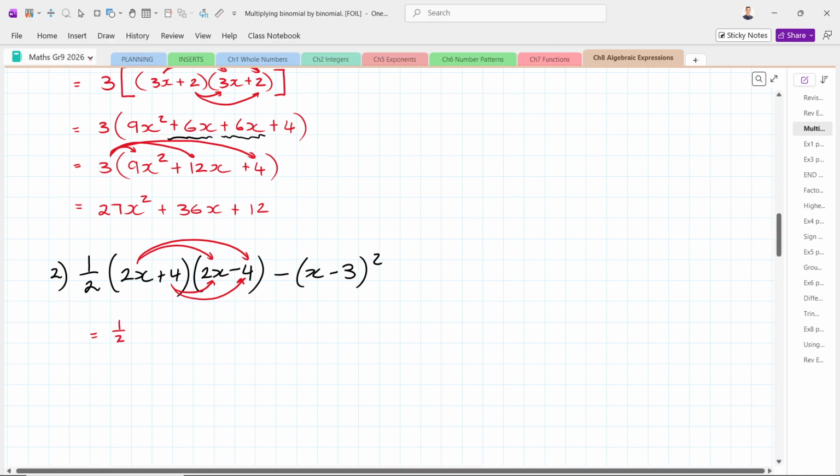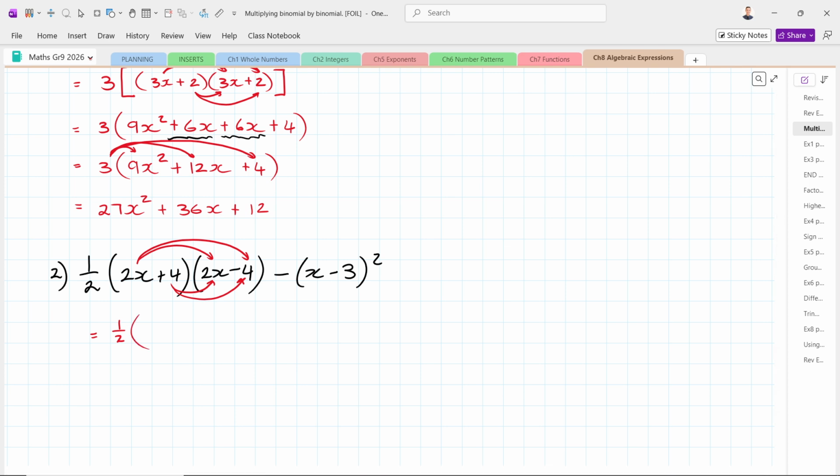Half stays, bracket stays, 2x times 2x is 4x squared, 2x times a negative 4 gives me negative 8x, positive 4 times 2x is positive 8x, positive 4 times a negative 4 is negative 16, and close that bracket.